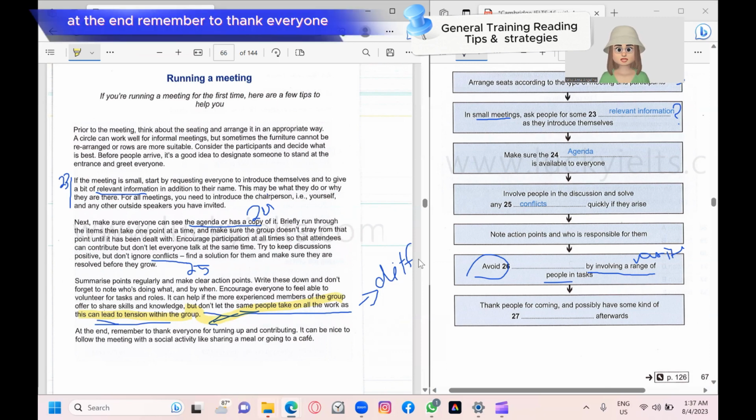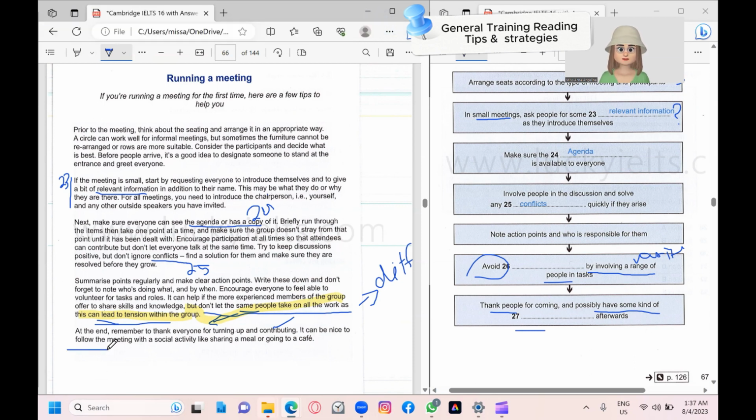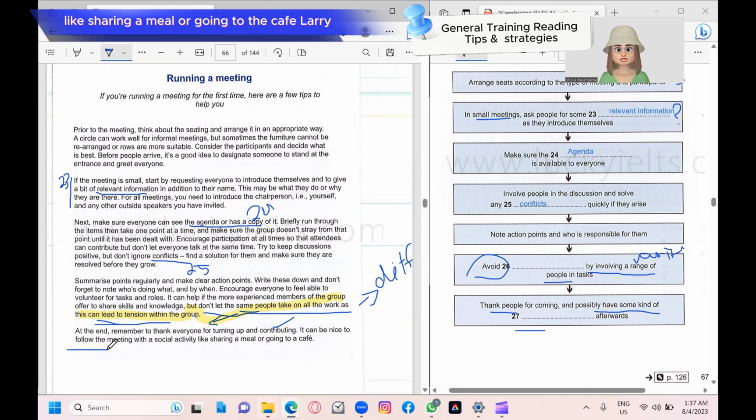At the end, remember to thank everyone. Thank the people for coming. Okay, that part is done. And possibly have some kind of blank afterwards. After thanking everyone for turning up and contributing, that's the same thing. Coming. Thanks for coming. It can be nice to follow the meeting with, to follow the meeting means after the meeting, with a social activity like sharing a meal or going to the cafe.